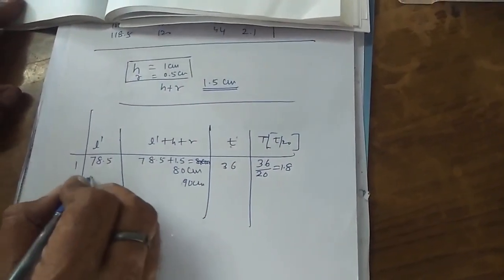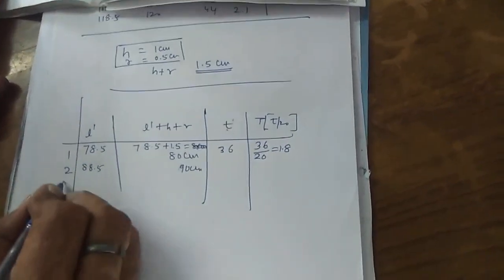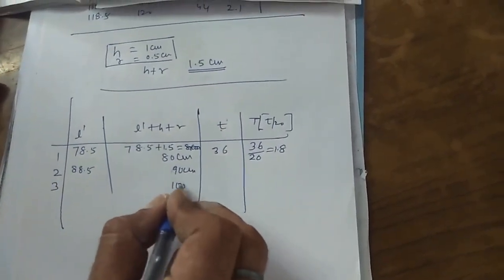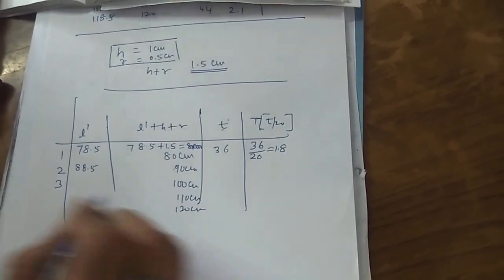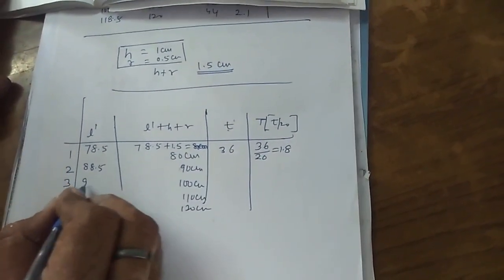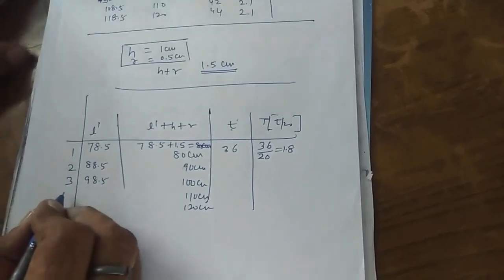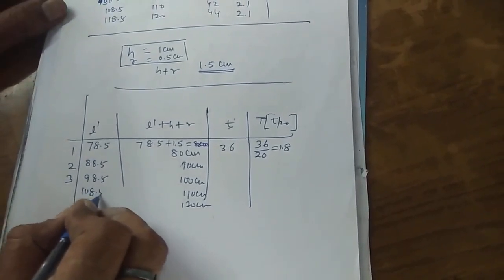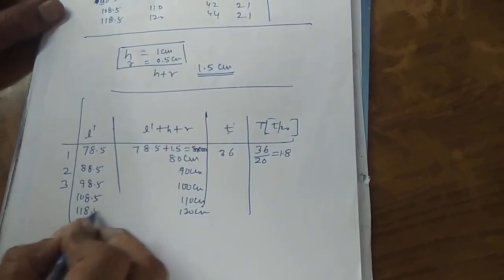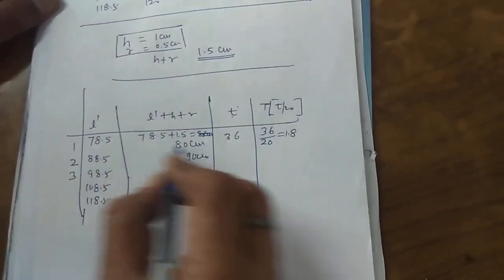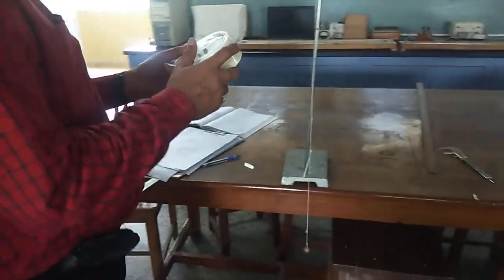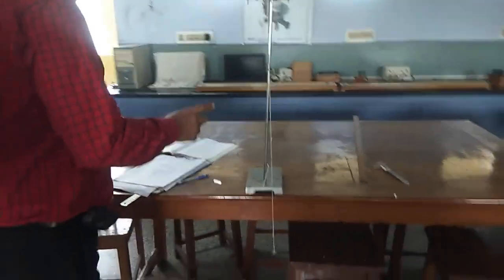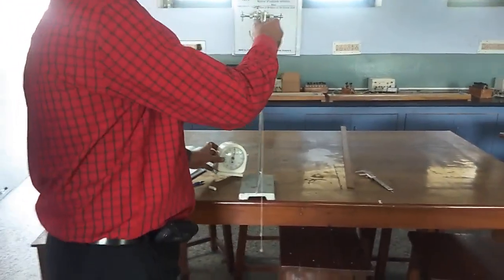For that I am taking here 88.5, then 100 centimeter, then 110 centimeter, then 120 centimeter. Every time we have to take 98.5, then 108.5, then 118.5, and measure the time every time. Now let us see. One more observation we are going to take. Earlier it was 78.5, now I am increasing it a little more.